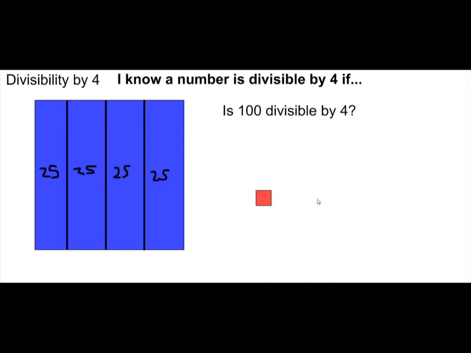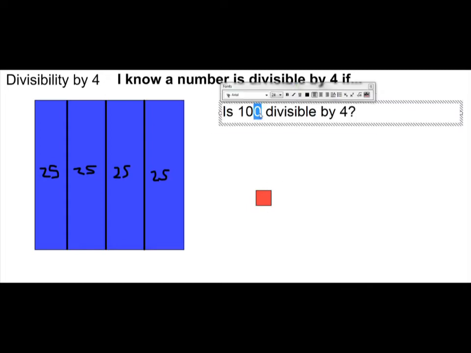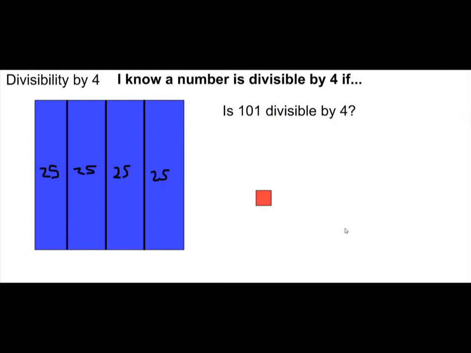Now let's throw another number in the mix here. I'm going to put a ones counter out there. So now the number I'm representing isn't 100 anymore, it's 101. So now we're asking, is 101 divisible by 4? Well, if I wanted to make 4 equal groups, I can't really put it in any of the 4 groups without making the 3 other ones unequal. So I can't do this. 101 is not divisible by 4.